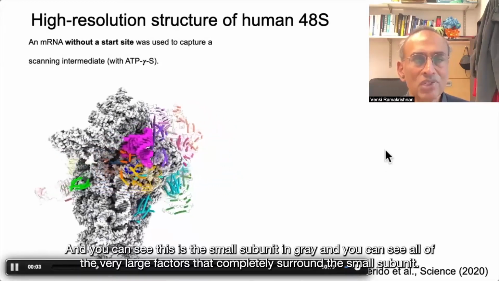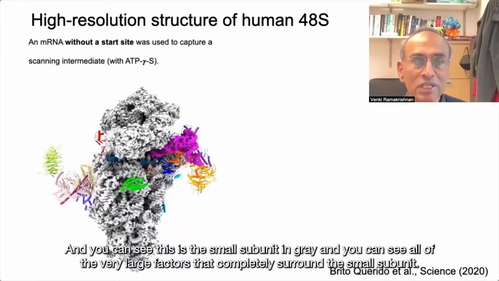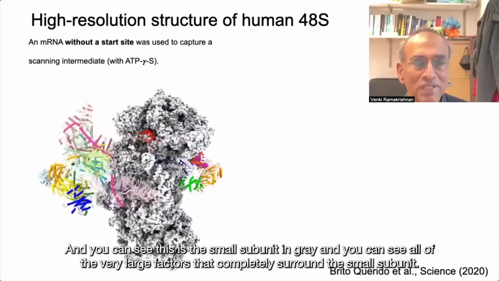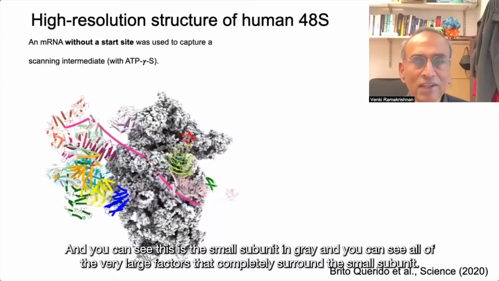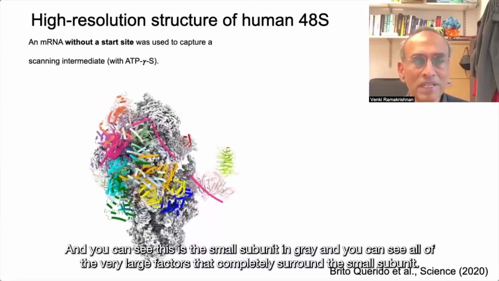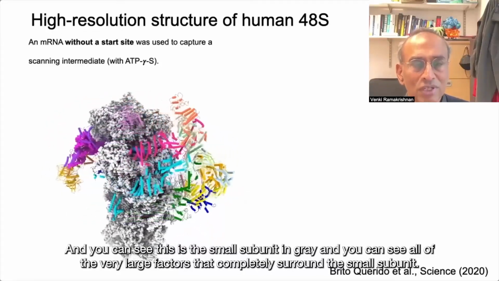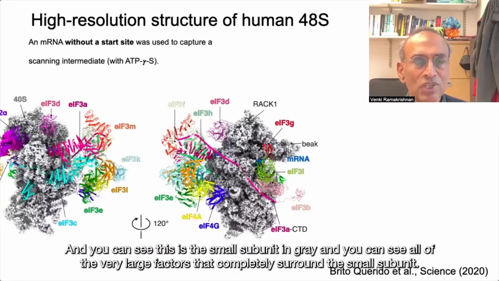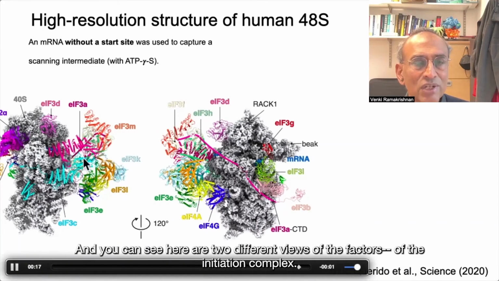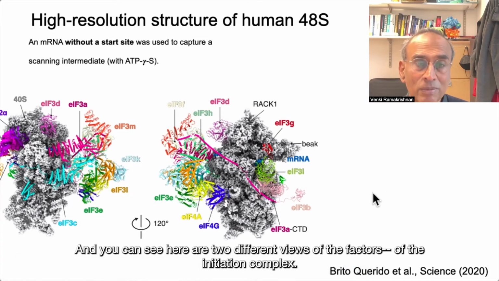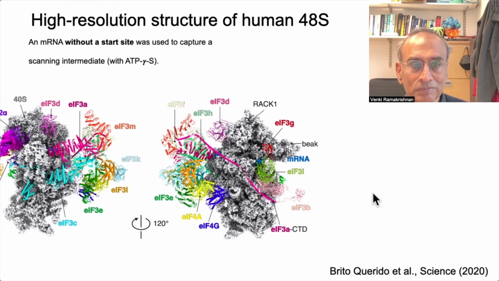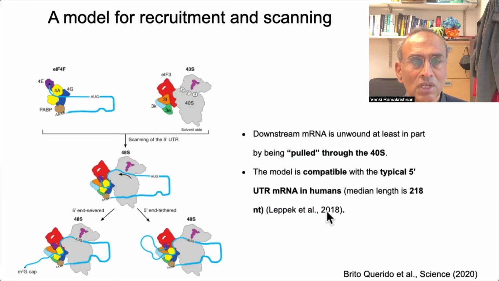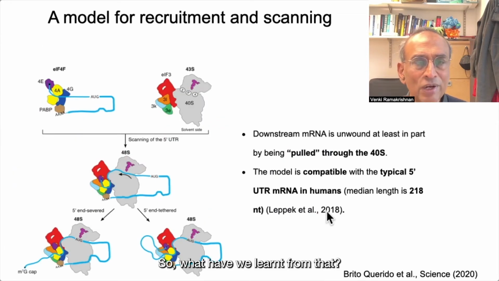And you can see, this is the small subunit in gray, and you can see all of the very large factors that completely surround the small subunit. And you can see here are two different views of the factors of the initiation complex. So what have we learned from that?